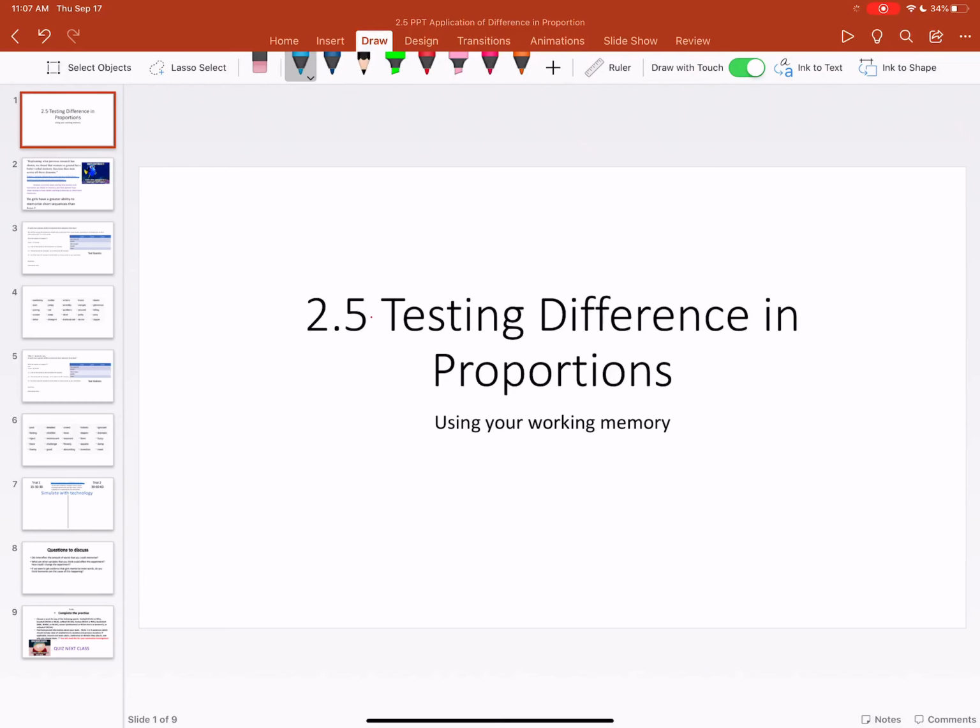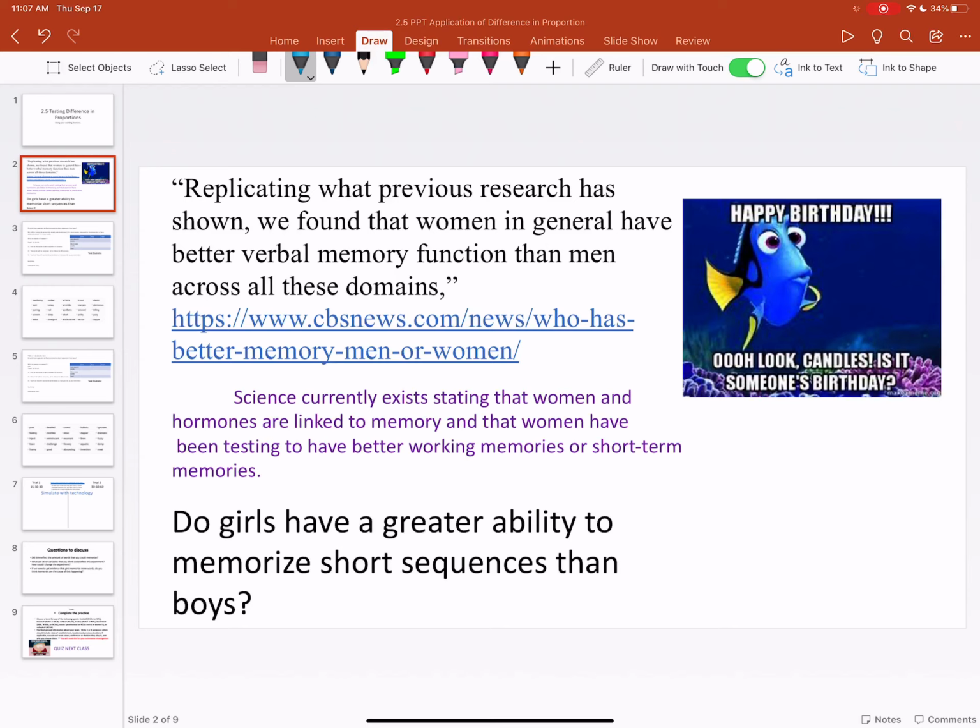All right, so we're going to talk about testing a difference in proportions. That's what we were learning before the break, and we're going to apply it to other contexts other than sports. Just a fun example: I read this article about how women have a better verbal memory function than men. So we're thinking about, do girls actually have a greater ability to memorize short sequences than boys?